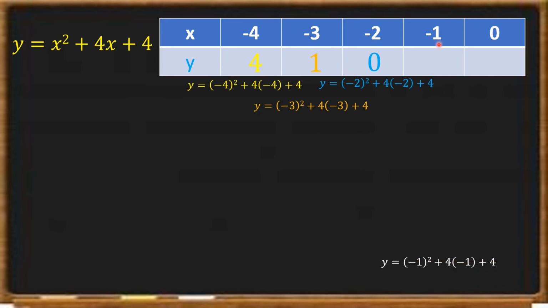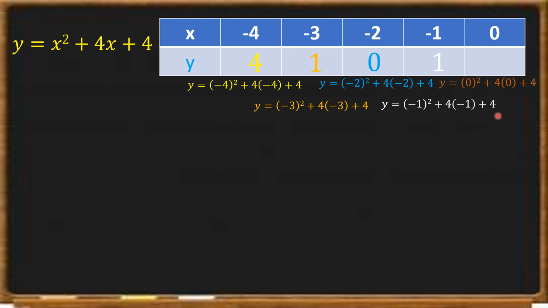Okay, so doon naman tayo sa negative 1. So, y is equal to negative 1 squared plus 4 times negative 1 plus 4. So, what is negative 1 squared? It's positive 1. What is positive 4 times negative 1? It's negative 4. So, 1 minus 4. 1 minus 4, negative 3. Plus 4, positive 1. Okay?